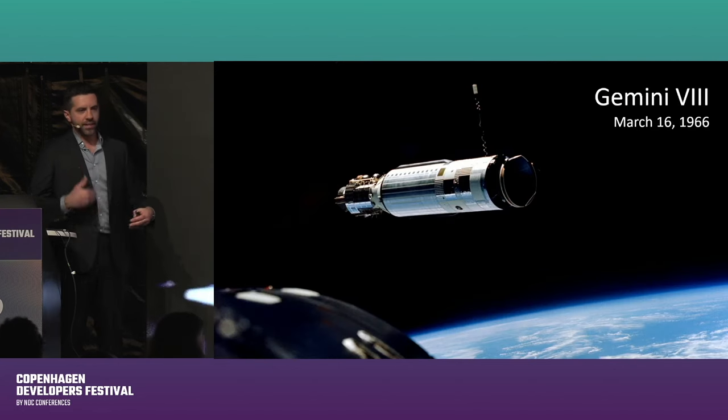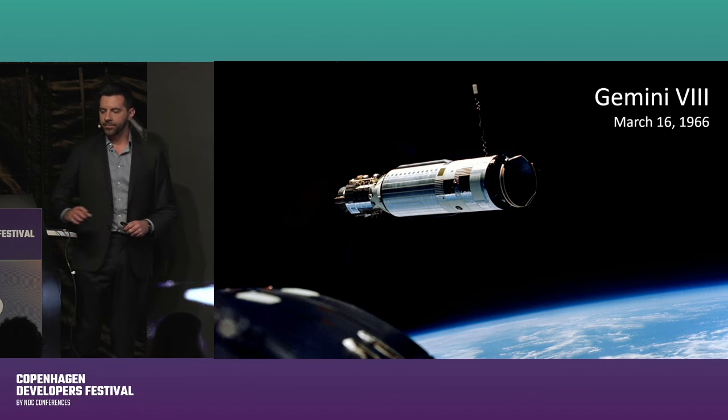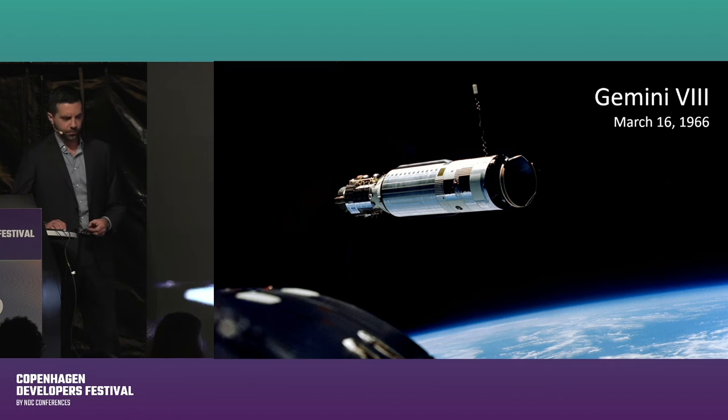For our next one, we're going to go back in time a little bit. Gemini 8, March 16, 1966. Now, as I mentioned, the Gemini missions were designed to practice certain skills that were going to be used in the Apollo program. Gemini 8's mission was to rendezvous two vessels in orbit and to dock them together for the first time. So we have Neil Armstrong and Dave Scott as our pilots for this.